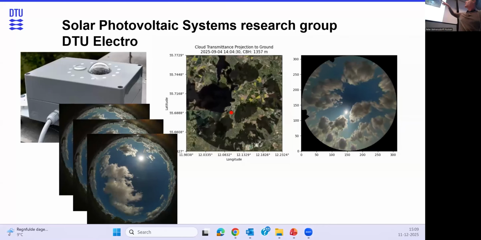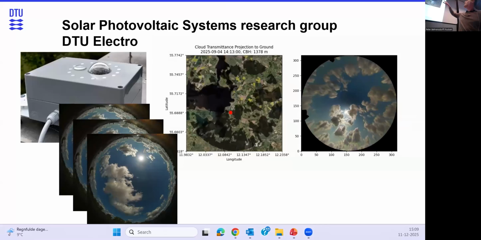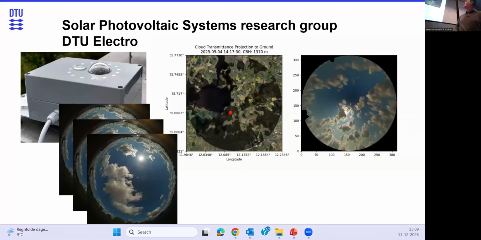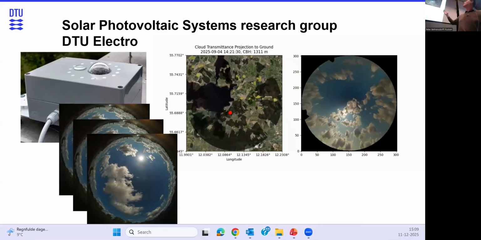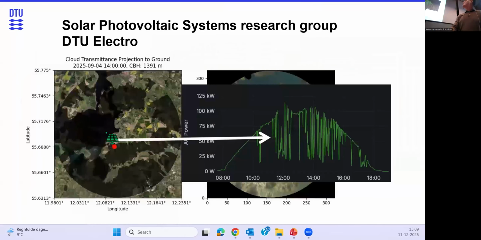So here I show how you can have a map of where on the ground there is shadow and where there is no shadow based on images. So this is kind of the product that it gives you. And you can use this together with a digital model of a PV system to estimate the power output of the PV system. And this is some of the research we will be doing, estimating when ramps will occur and whether we can properly predict those.